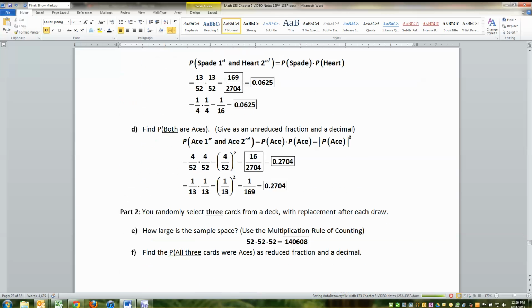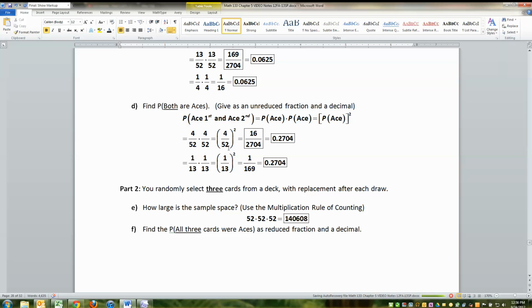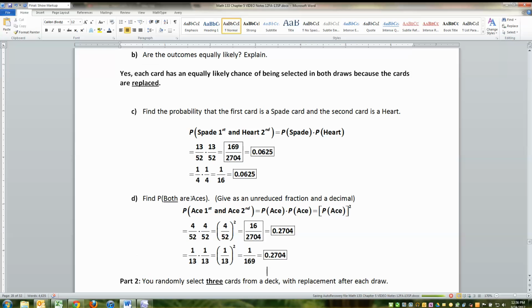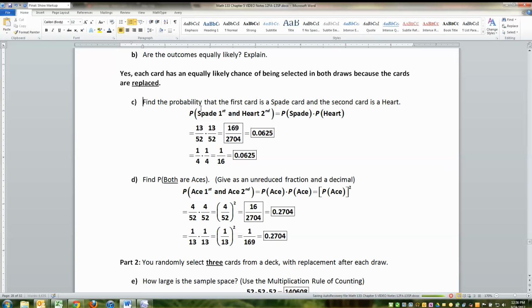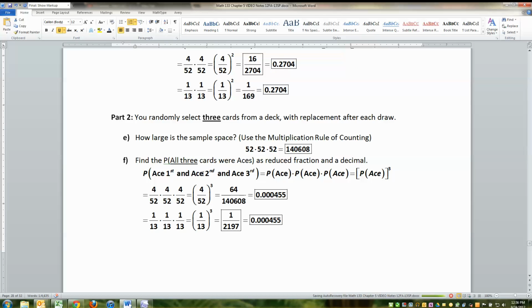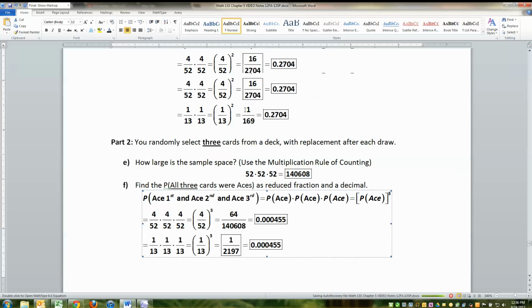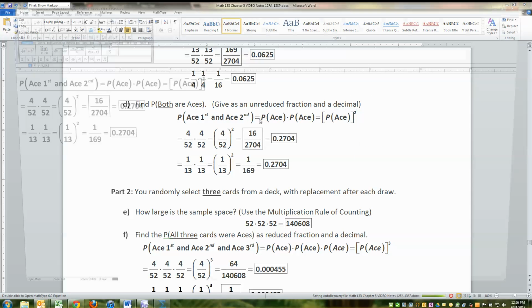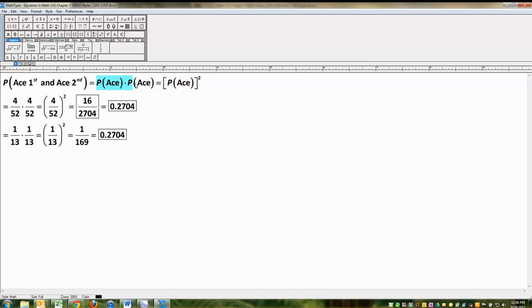So now we go back here. What am I talking about? I'm talking about this problem right here, because it wants both to be aces, and I underlined the both. If you want both to be aces, then you need the first one to be an ace and the second one to be an ace. So I need the probability of ace times the probability of ace. Remember, that's really the probability of ace squared, if you want to do it that way. Whichever way you want, I don't really care.